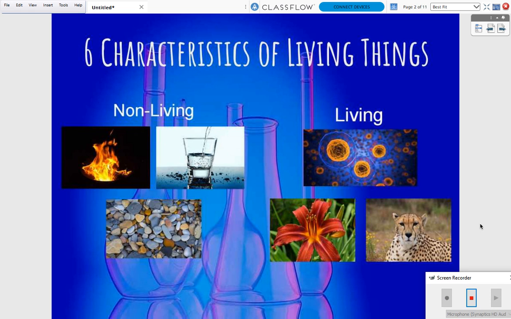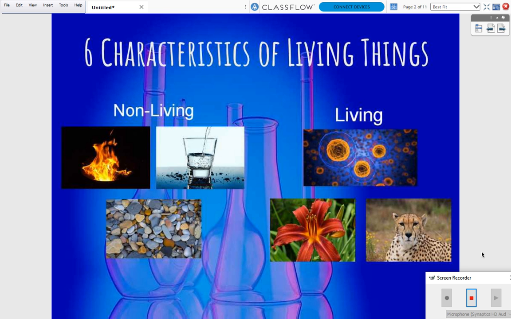In my picture here, I have both non-living things depicted and living things depicted. I did this just because you might be wondering, if we're studying 6 characteristics of living things, what is a non-living thing? As you look around your environment, you probably are seeing things like plants and animals and bugs and insects, and those things are all living. But non-living things are also very abundant in our environment. So I included a few pictures of some non-living things as well.